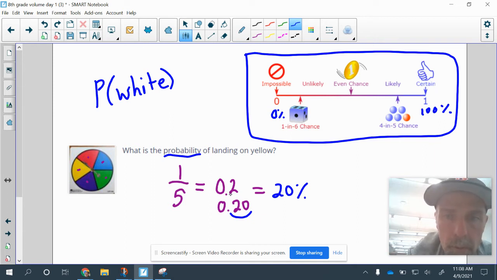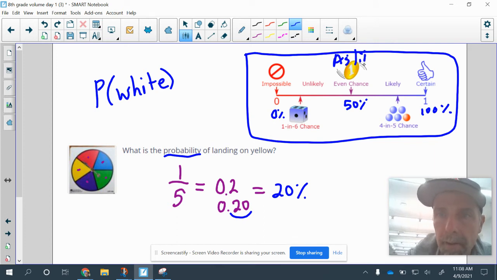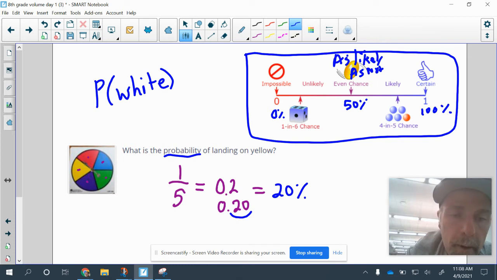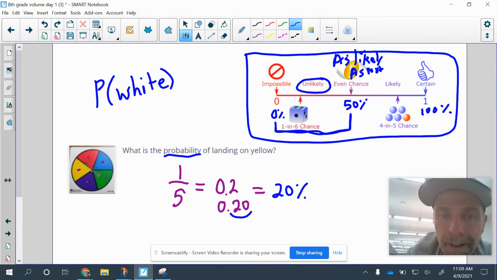We're at 0.2. 50% is right here in the middle. That's as likely as not to happen, right? That's when you're flipping a coin. It's an even chance, as likely as not. So if you're between 0% and 50%, but not including 50% and not including 0, so you've got to be in between those two, it's going to be unlikely that it happens. It's unlikely that you land on yellow.